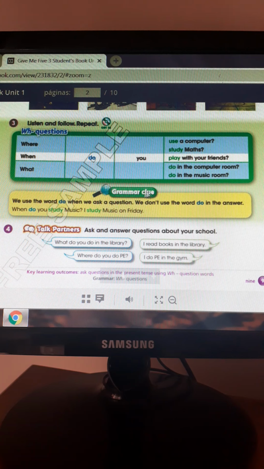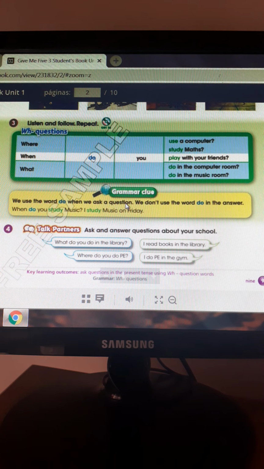Okay? Here you have a clue, something for remember. We use the word do, this do, when we ask a question. O sea, lo usamos en la pregunta. We don't use the word do, this do, in the answer. Example, when do you study music? ¿Cuándo vos estudias música? I study music on Friday. Yo estudio música los viernes.